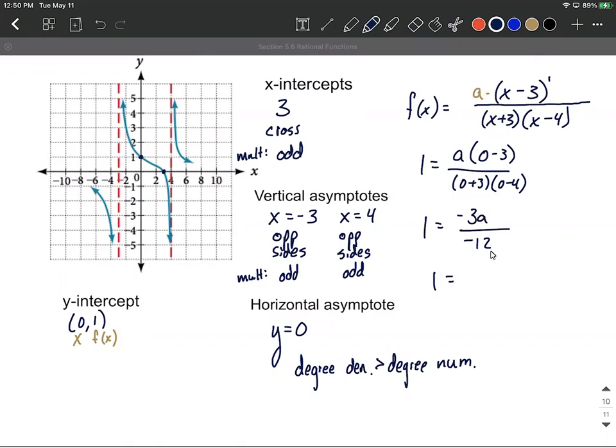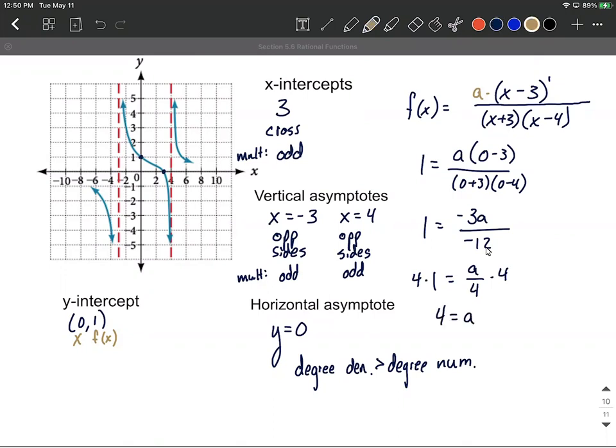I'll simplify just a little bit first within that fraction on the right-hand side. These are both negatives, so they can cancel out and make a positive. And these are both multiples of 3. So I can say this is equivalent to a over 4. So to get a by itself, I'm going to multiply both sides by 4. So we end up with a equals 4.